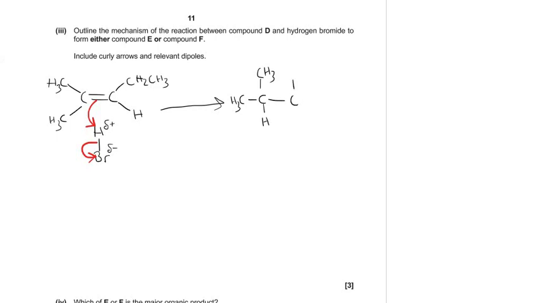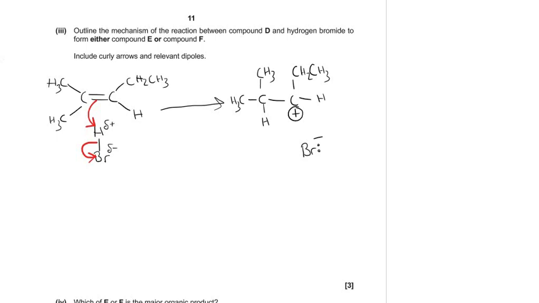And this is going to form our minor product, it would seem. Don't forget to include your carbocation on the carbon there. And then don't forget we have the bromine floating around. The bromide, I should say, as it is now negatively charged.